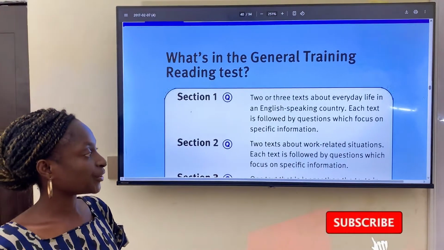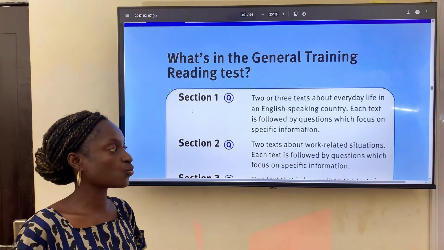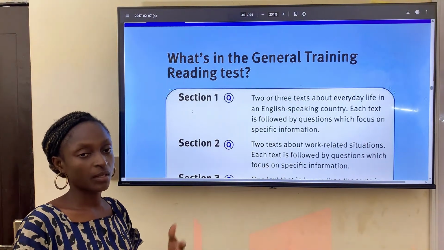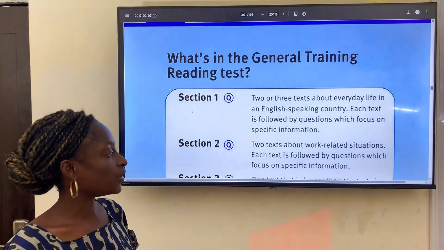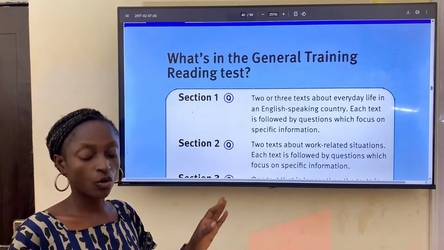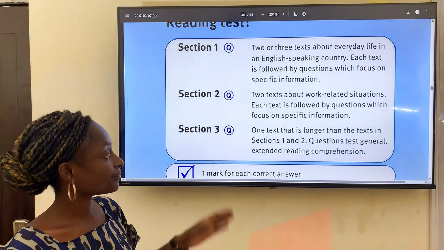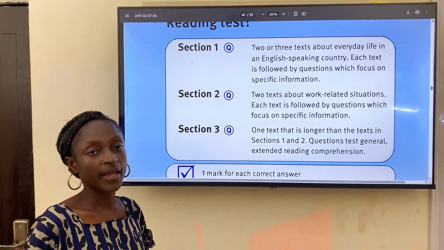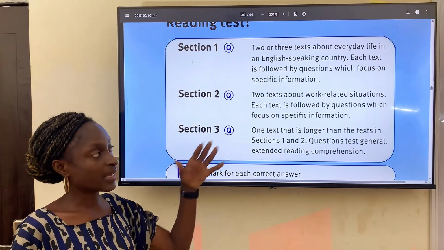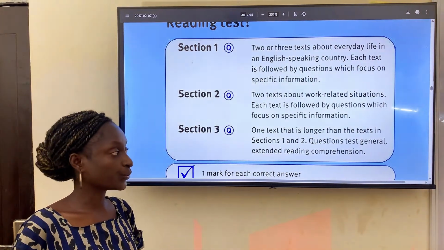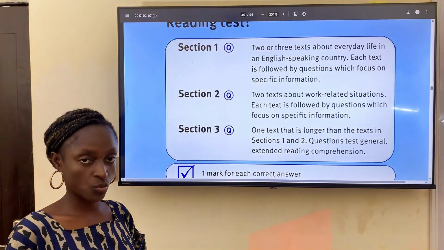The second section also has 2 texts, but this is often related to a work situation, or let me say a career-like situation. And we also have questions focused on what you have been asked in the passage. Now, the last section is often one passage which is quite lengthy. It's lengthier than section 1 and section 2, and we would have questions on the passage as well.